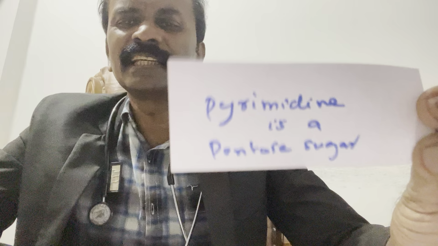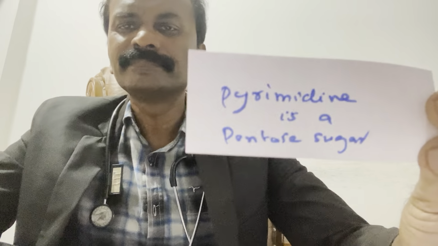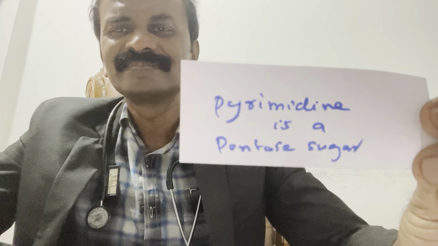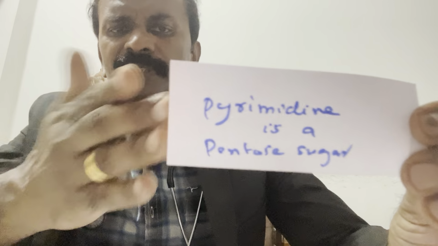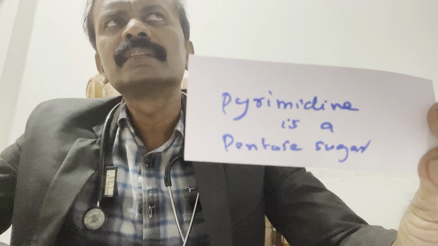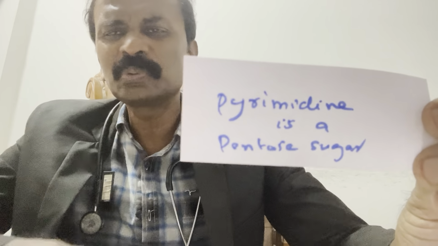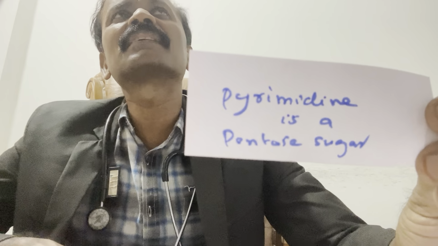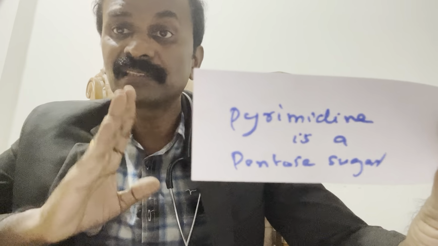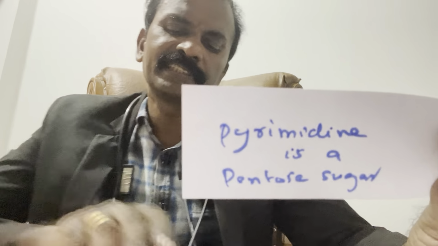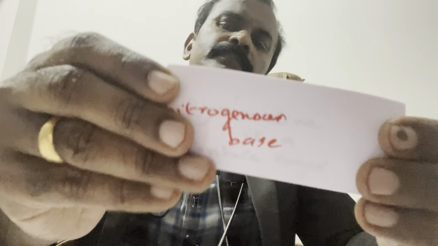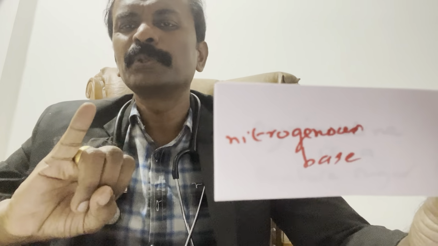See, pyrimidine is a pentose sugar. When you see such a question, you will get so confused. True or false? I studied everything in the same chapter. This is called the recall technique. Purine and pyrimidine are both nitrogenous bases.